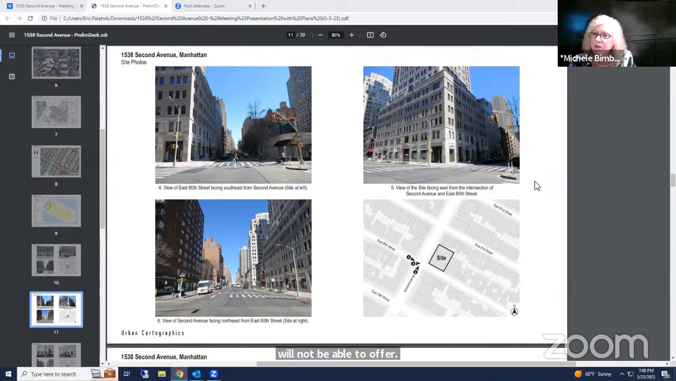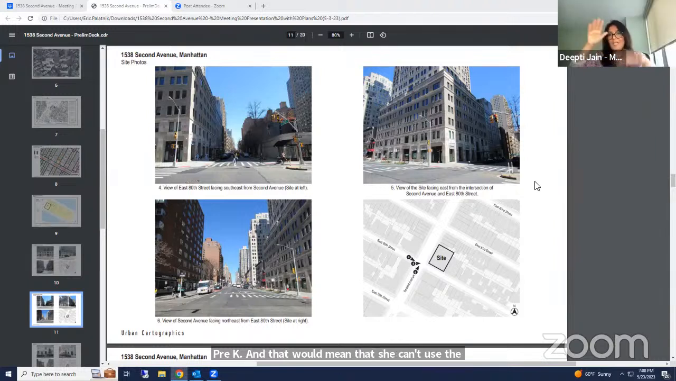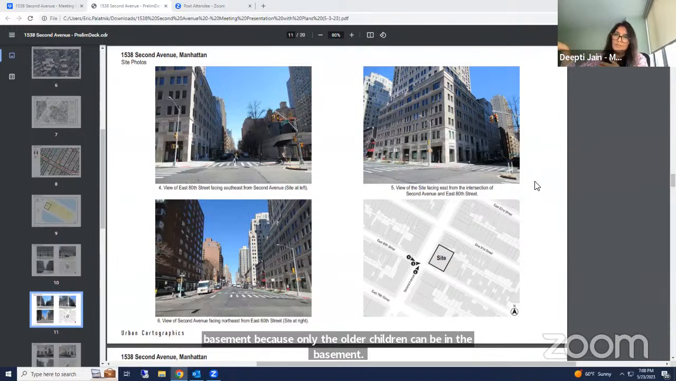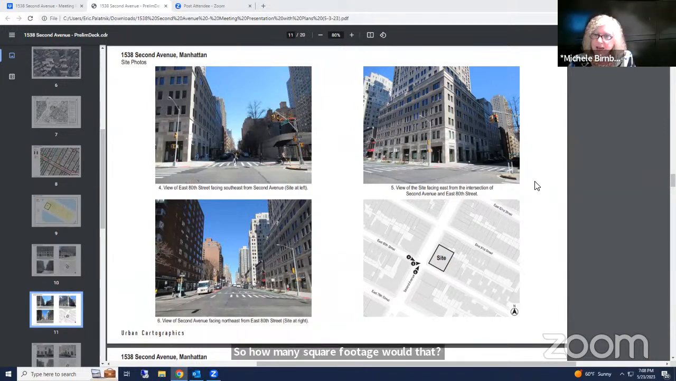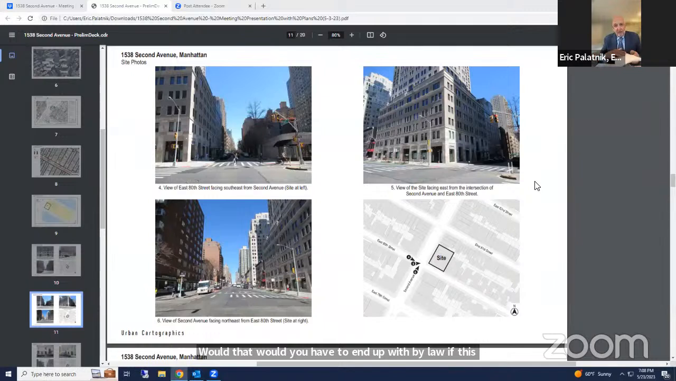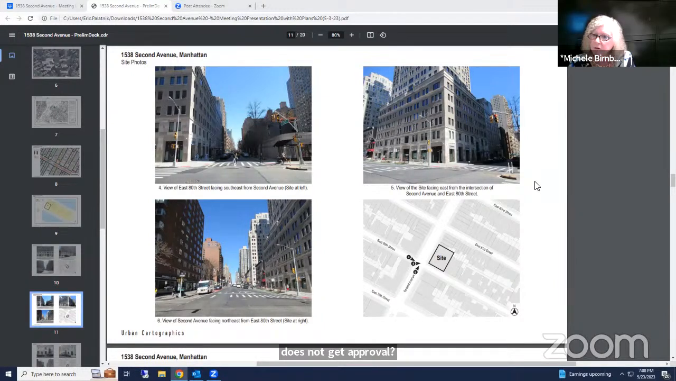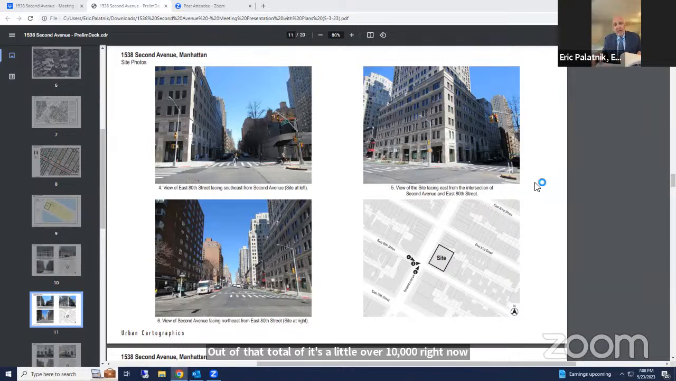And that would mean that she can't use the basement, because only the older children can be in the basement. Right, it would disrupt the whole flow. So how many square feet would you end up with by law if this does not get approval? We'd lose about 3,000 square feet if it was not approved, out of a little over 10,000 right now. So we'd be at about 7,000 square feet.